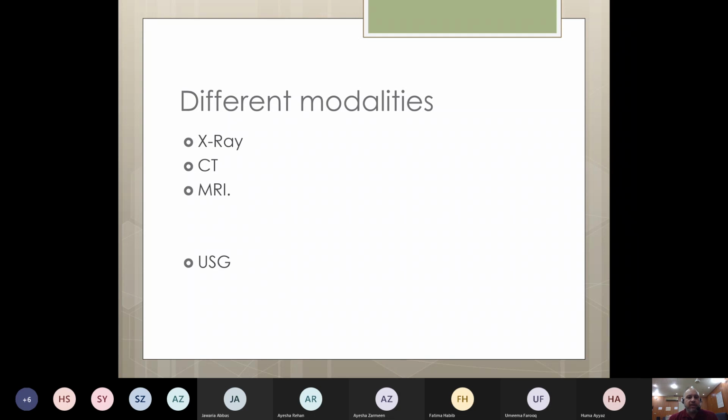Different radiological modalities are used. For example, X-ray is very helpful in certain places, but it is not helpful where some people consider it should be. If you are dealing with a head injury, X-ray has very little role, and CT has a lot of information to give, and we also use MRI.